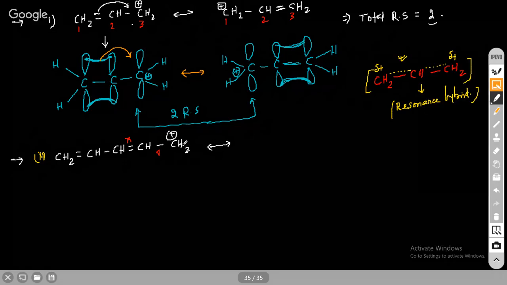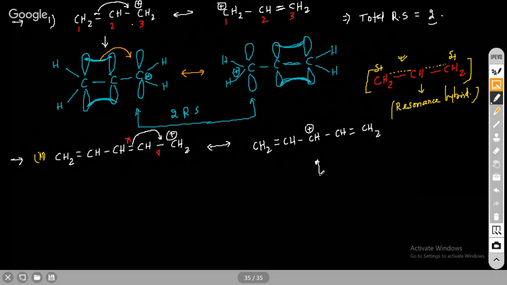Now how do we draw the resonating structure? This pi electron jumps over here, right? And every other thing will be the same: CH2 double bond CH, single bond CH, single bond CH, double bond CH2. Now you see here, this CH2 takes this electron pair and becomes neutral, and this carbon loses its electron, right? So this carbon, the third carbon, will have the positive charge. This is the one resonating structure we have.